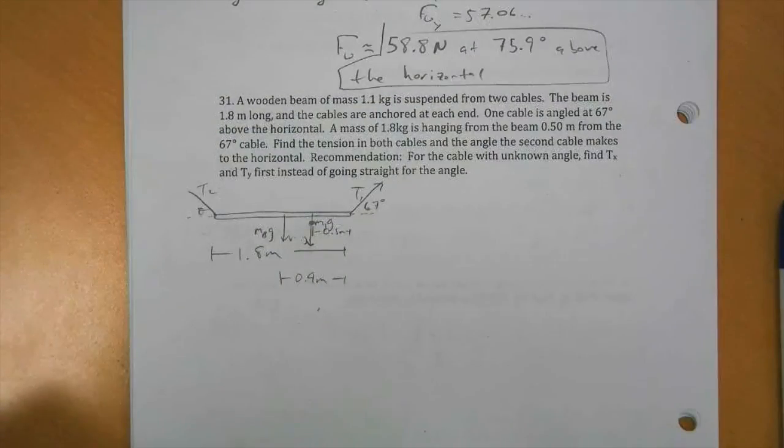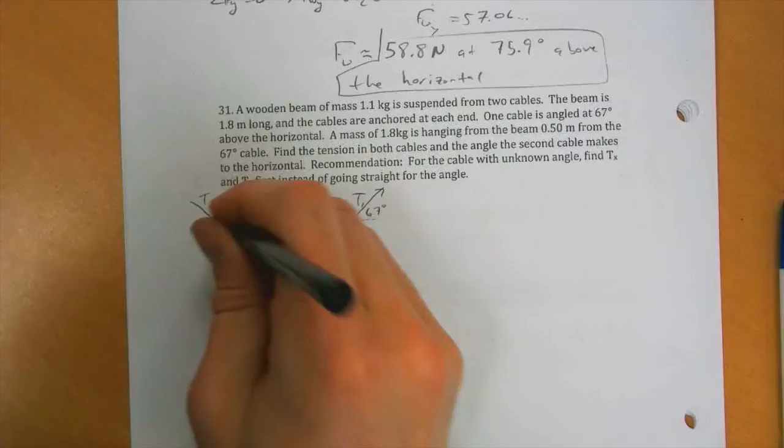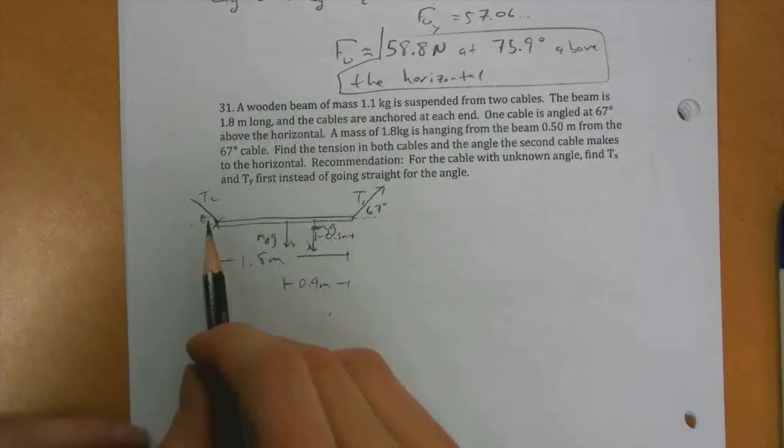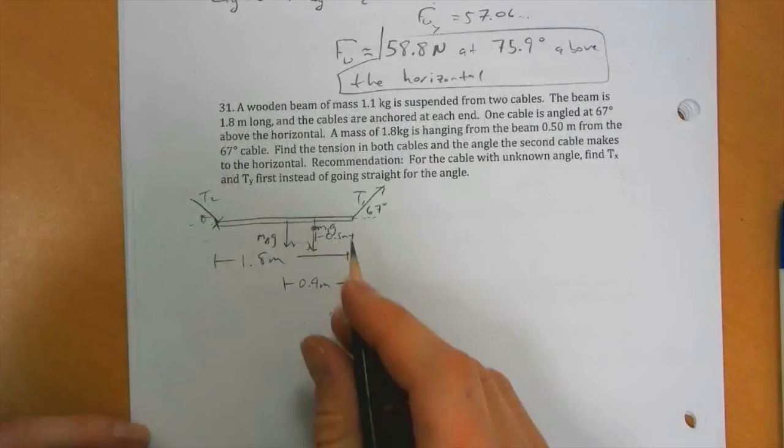Now, where's a good place to set your pivot point? I would choose here, because we have two unknowns there, the y component and the x component. Again, you can do whatever you want. So from the masses, they would tend to cause the beam to rotate clockwise.